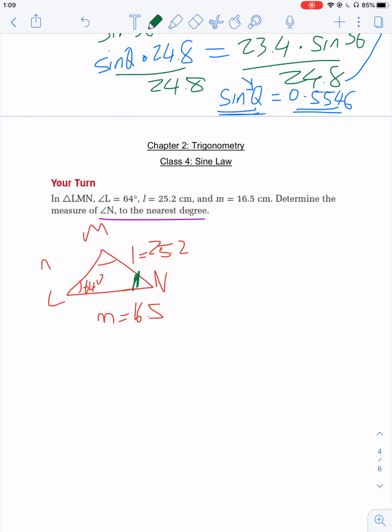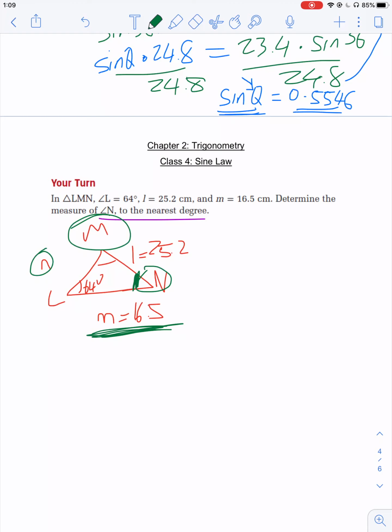Okay, so it's exactly like the previous question. I cannot calculate n directly because I don't know what small n is. So if I use the ratio n over sine of n, I'm going to have two unknowns. Because I know what small m is, let's figure out what angle m is first. Once we have that angle, then we're going to have two of the three angles inside this triangle, and then we can solve for the third angle.